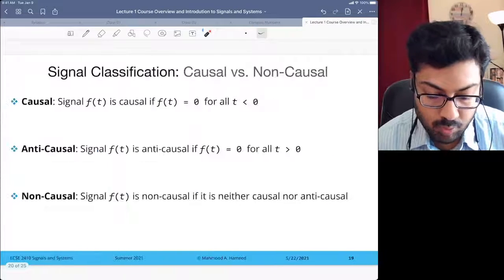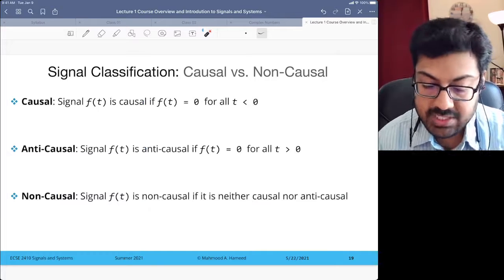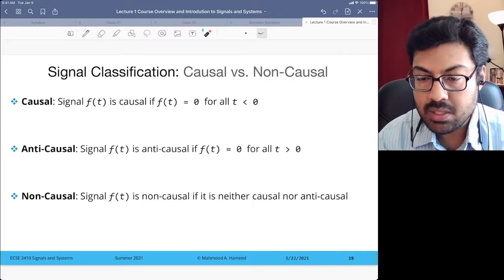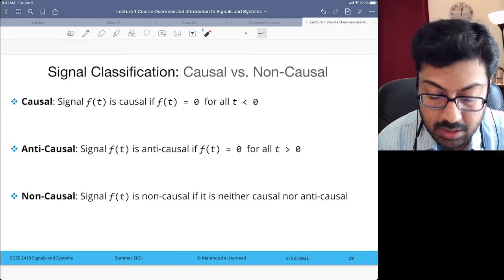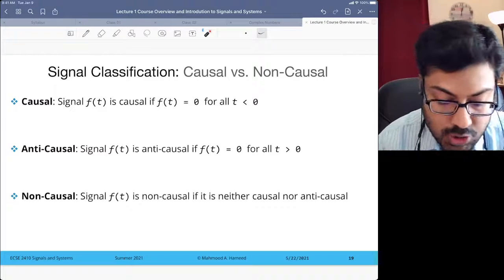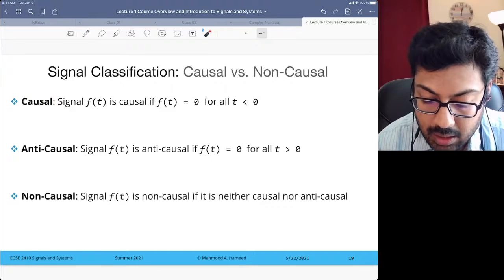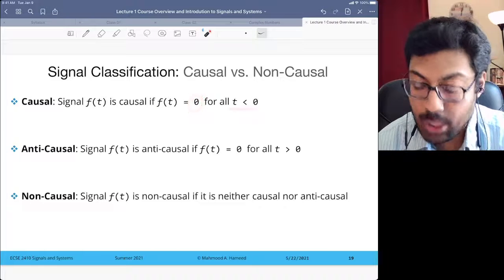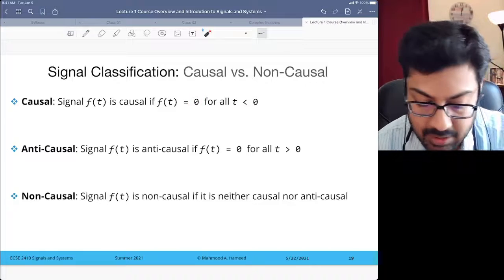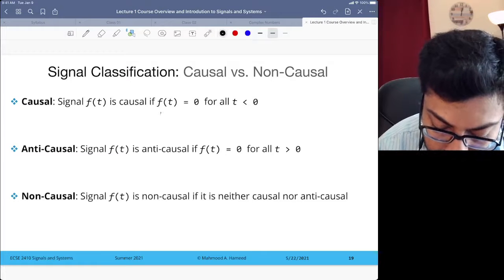All right, let's move on. We'll try to do another classification here. This one is causal versus non-causal signals. Not systems, for signals. So a causal signal is if f of t equals 0 for all time less than 0. That's a causal signal.